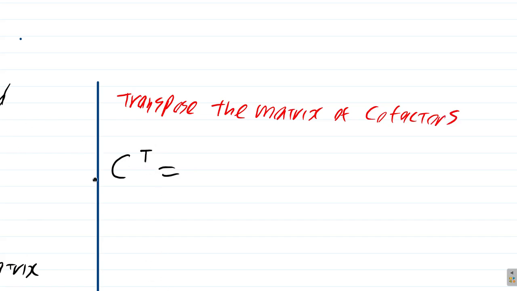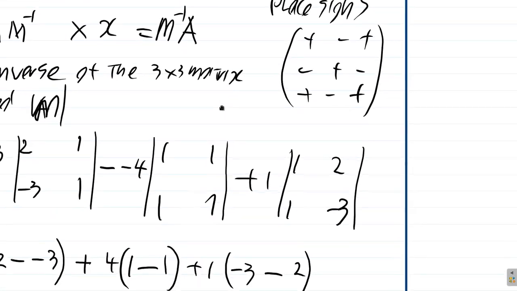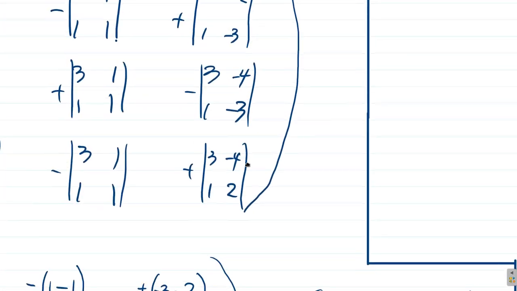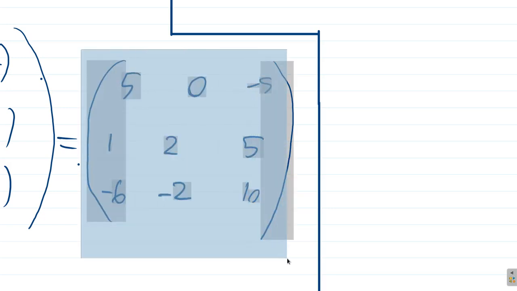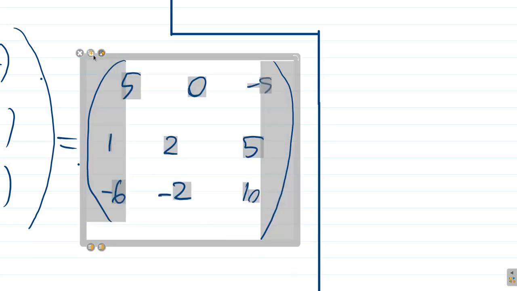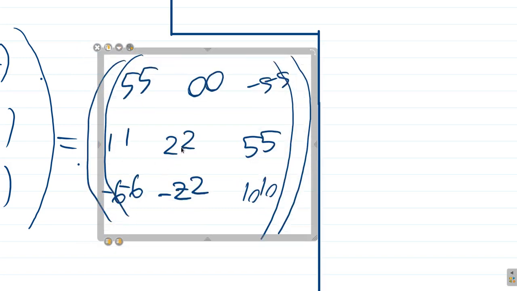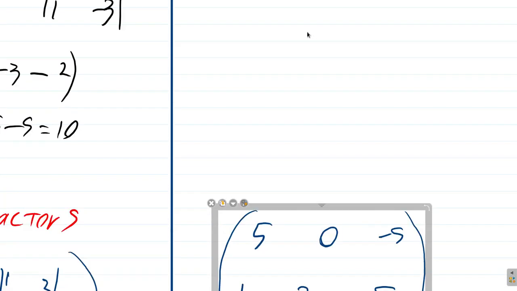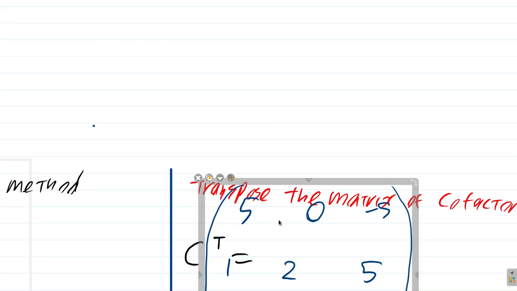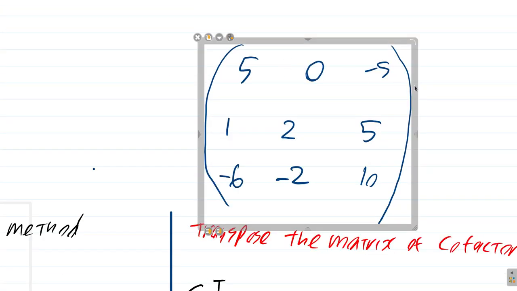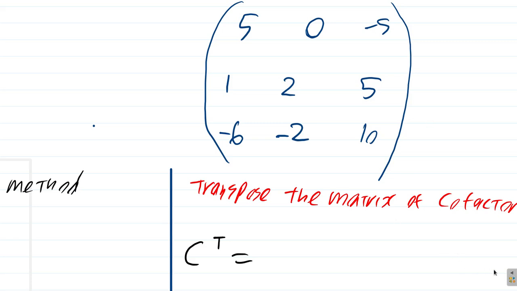equals. Now the thing is, when we transpose this or any other matrix, before I do the transposition, let me copy this thing. Let me copy and put it over here to make life a bit easier for us. This is the matrix of cofactors. We're going to transpose it, right?